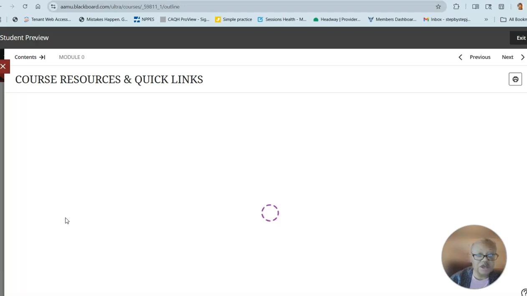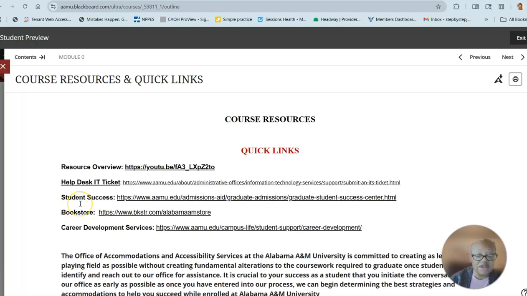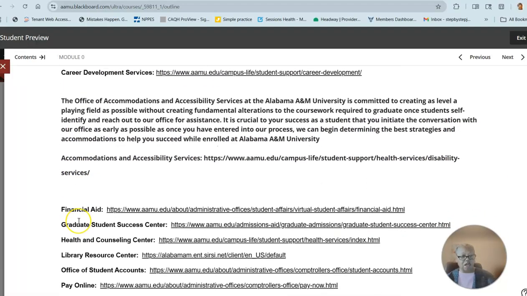Course resource and quick links. So this is about some structural or technical aspects of the course if you have questions. How do you obtain information about getting an IT ticket? I know in the past folks have had problems with getting their computer to work or something else, so that information is in here.